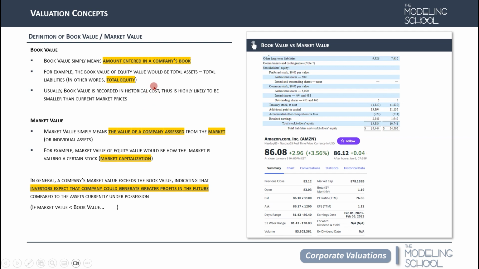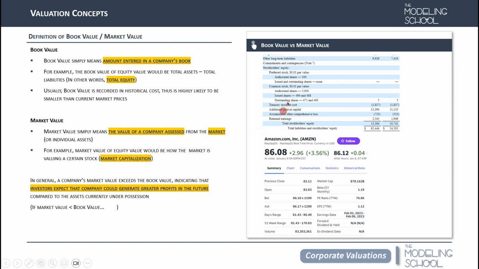But maybe that same building after 1 year can be traded in the market for 150 million. So there's going to be a difference between book value and market value. And one of the places where this happens frequently is the equity value.